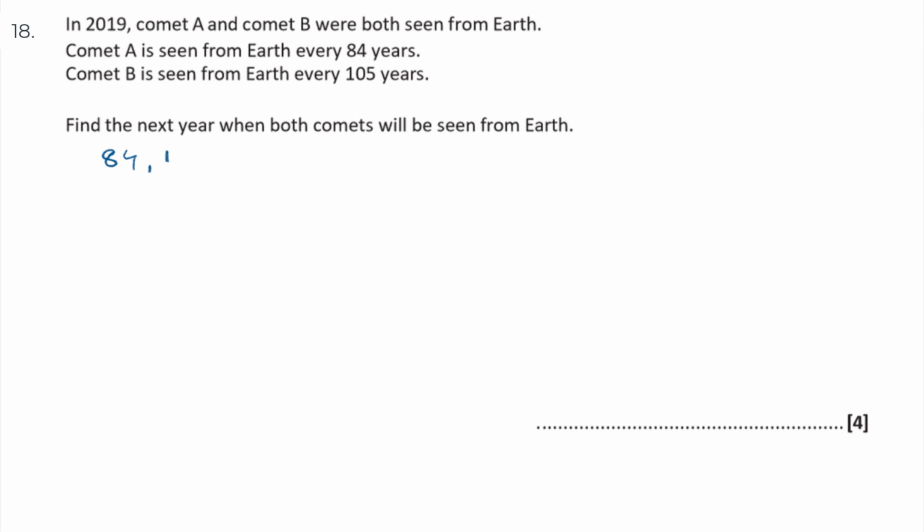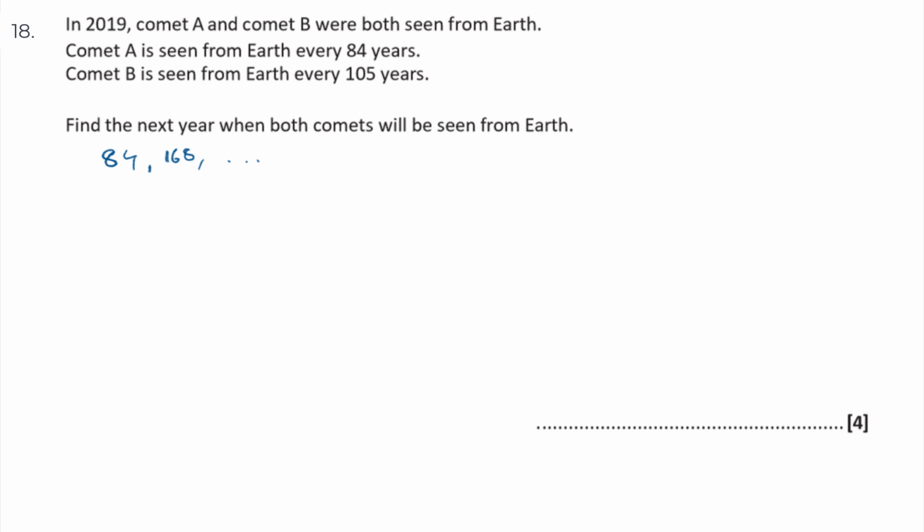So 84, 168, and so on. That might be one way to do it. But these numbers are large, and they're also quite far apart. So I've got a feeling it could be millennia before we actually meet these two comets in the same year again. So I'm going to use a different method.